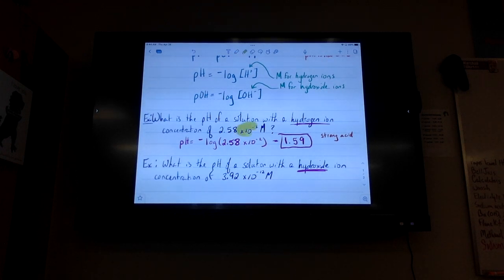Also, I want to mention to you this. It is not required that it has to be in scientific notation. I can give you a number that's not in scientific notation. You solve it exactly the same way. Okay?